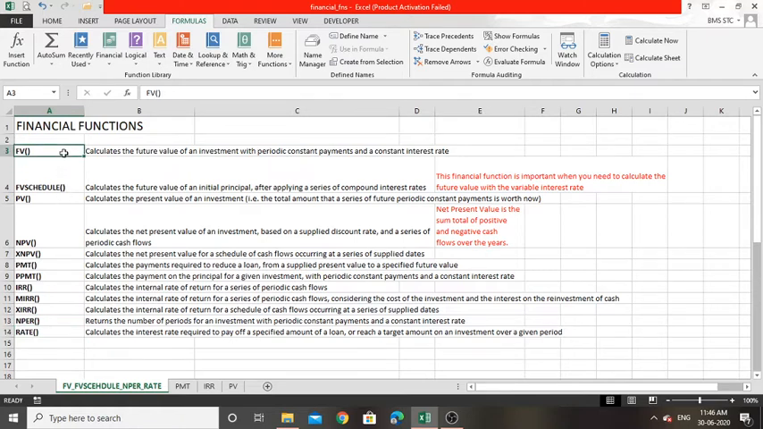That's why I chose the most frequently used, or top, financial functions in the MS Excel application. So in this sheet we will learn FV, then FV schedule, NPER and RATE first, then we will move on to PV, PMT and IRR. So let's learn one by one.